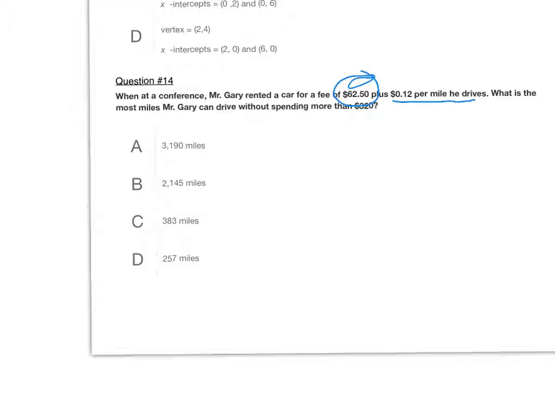So we could actually set up an equation that total cost is equal to, and they're going to want to do C of x, but total cost is equal to our flat fee of $62.50, and then we're going to add to that 12 cents for every mile. So I'm going to use, I don't know, M for miles. What is the most miles Mr. Gary can drive without spending more than, okay, I can't see what that says, $320? So our cost is capped at $320.